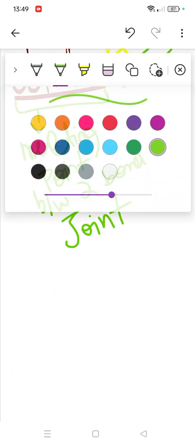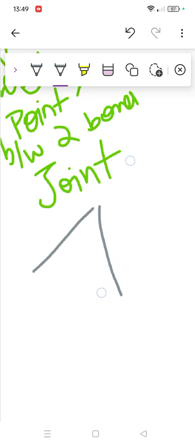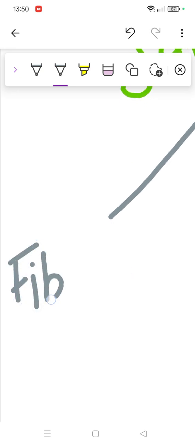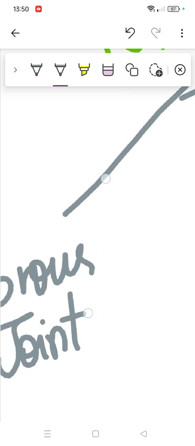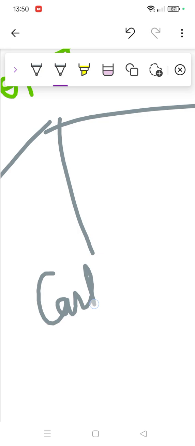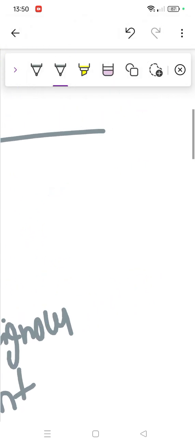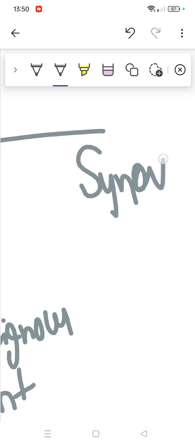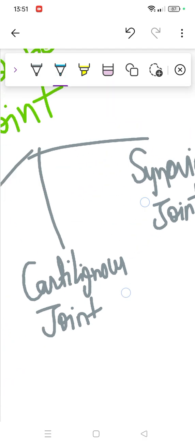Then we have several divisions. Let's check it out. Joints are of three types: 1, 2 and 3, right? So let's start with the first one, called a fibrous joint. The second one is called cartilaginous. And the third one is called a synovial joint. These three joints we'll cover in detail.